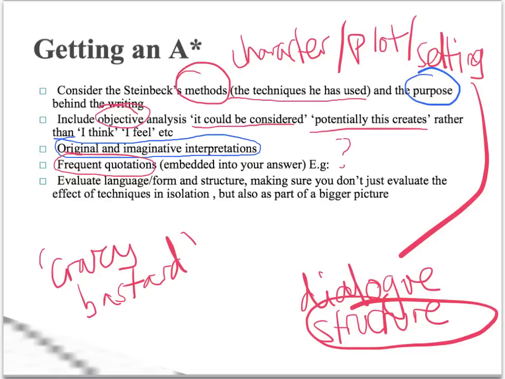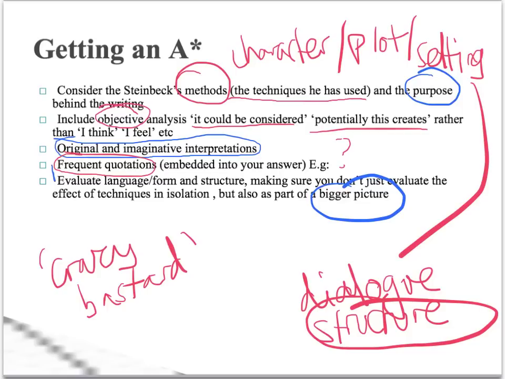Okay, what else are we thinking about here then, A-star? Right, evaluative language, evaluating language, form and structure. It's not just thinking about a technique in isolation, like here's a simile, here's a metaphor, but also recognising that these are part of a much bigger picture.